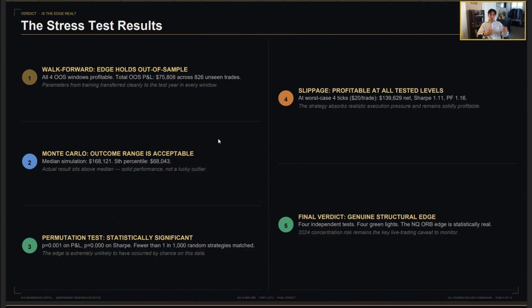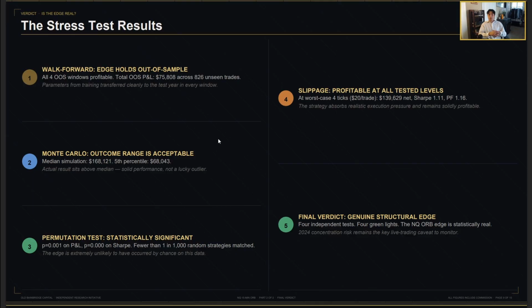For 4, we have slippage. This is easily passed. We are profitable at all tested levels. At the worst case, 4 ticks per trade or $20 per trade, we still had a profit of 139,000, a Sharpe above 1.0, and a profit factor of 1.16. The strategy absorbs realistic execution pressure and remains solid, even with commission involved.